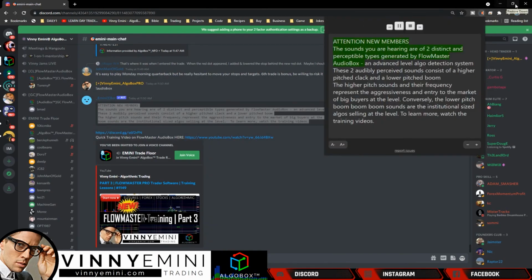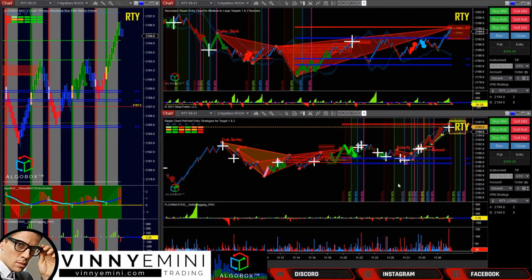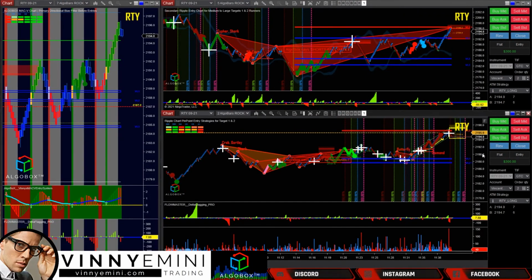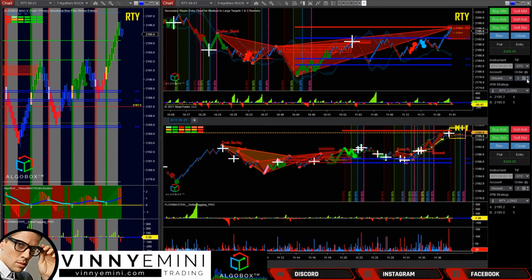Two distinct and perceptible types generated by Flowmaster AudioBox. An advanced level algo detection system. These two audibly perceived sounds consist of a higher pitched clack and a lower pitched boom. The higher pitched sounds and their frequency represent the aggressiveness and entry to the market of big buyers at the level. Conversely, the lower pitched boom boom boom sounds are the institutional sized algos selling at the level. To learn more, watch the training videos.